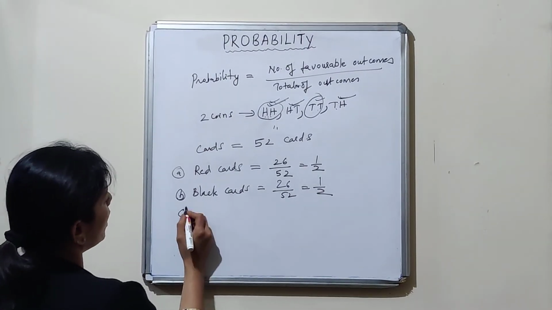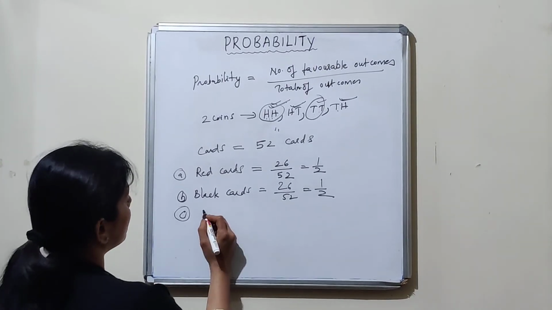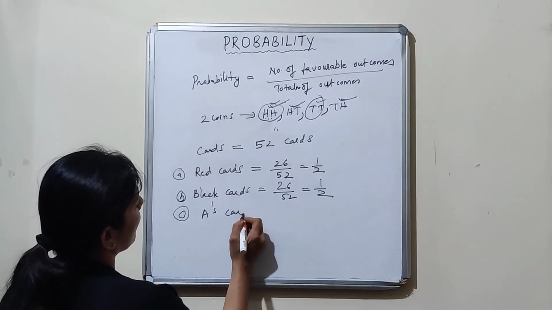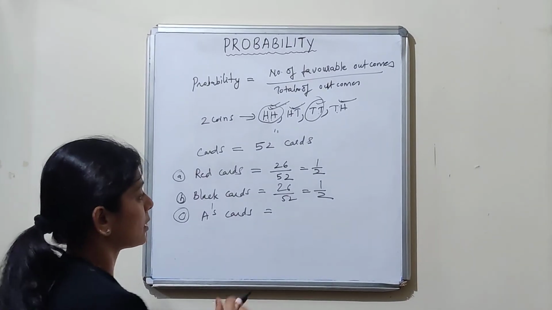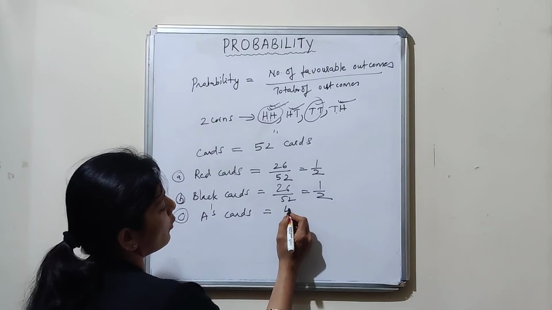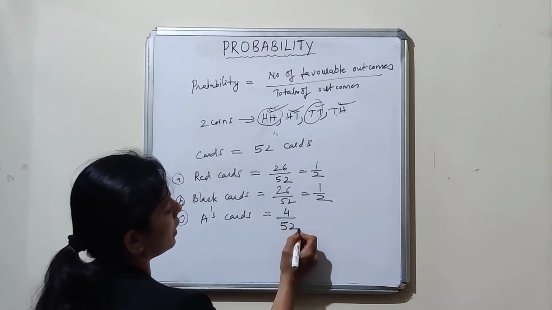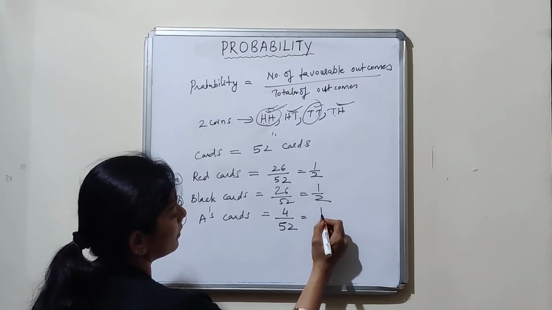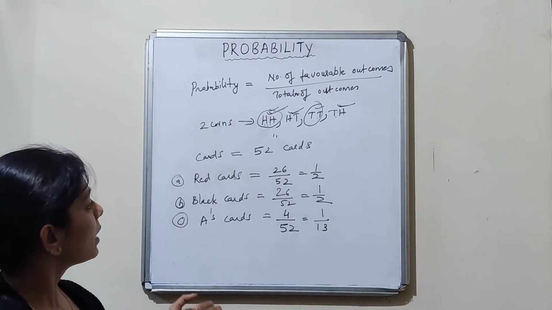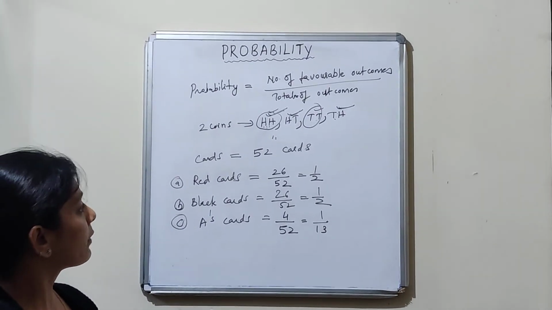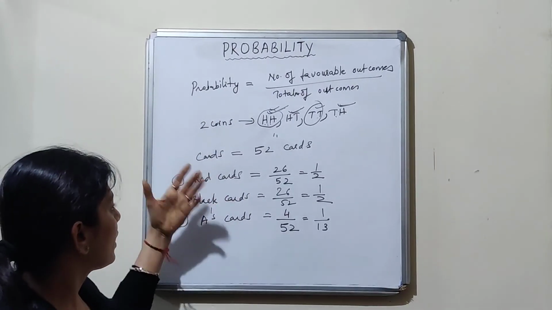I can check what is the probability of all A's in the cards. As we know, in the cards we have 4 A's. So we have 4 as the favorable outcome and 52 as the total outcome. So it is 1 by 13. In this way we can find out the favorable outcome and the total outcome and the probability of whatever we want.